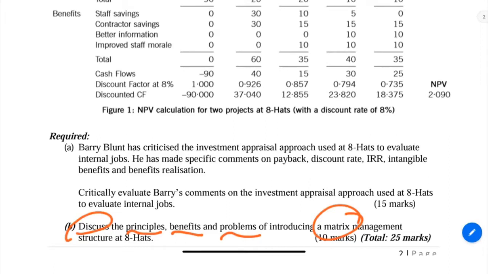For part B, you can see the marks are very few, only 10 marks. Roughly, you allocate the marks like this. Normally the principle, meaning the concept of what a matrix structure is, gets roughly 4 marks, 3 marks for the benefit, and 3 marks for the problem. As simple as that. For me, part B is more of a textbook answer, more of a theory answer. So now let's move on to part A. Part A is my focus point.